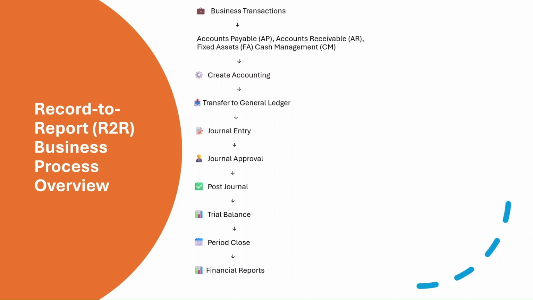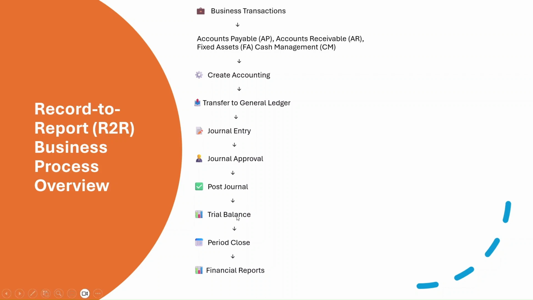Then move to journal approval. Before journals are posted, many organizations require approval. Managers or authorized users review the journals to ensure they are accurate. Then move to post journal. Once approved, the journal is posted. After posting, the account balances in the general ledger are updated. Then move to trial balance.